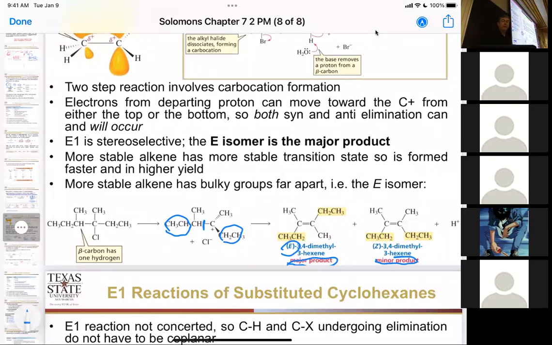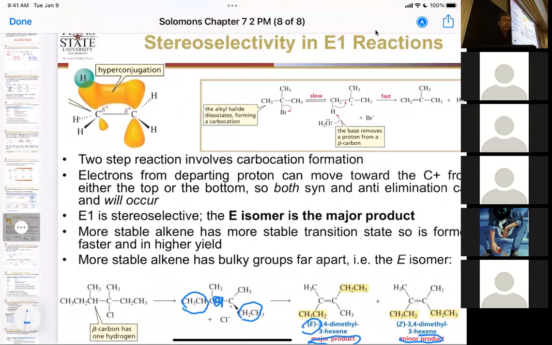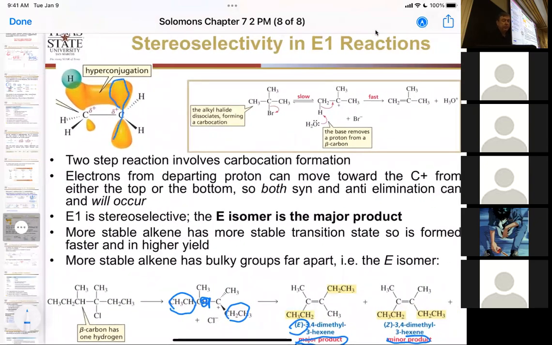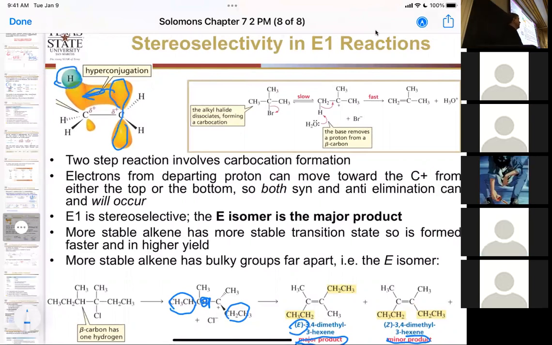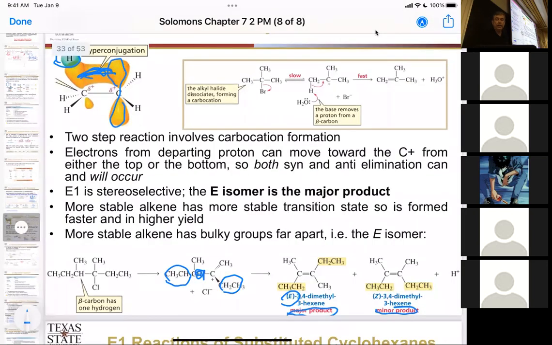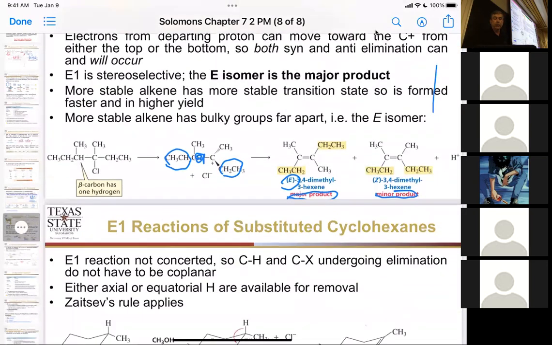Now, what helps us think about removing this hydrogen here is the fact that we have this empty p orbital here, and we already had hyperconjugation to those electrons. Okay, which makes this hydrogen more acidic. So once we form that carbocation and once it overlaps with this sigma bond, it makes it easy to remove this hydrogen and form that pi bond by adding both of those electrons from that sigma bond into our pi bond. Okay, so it is stereoselective and predominantly gives us E products.